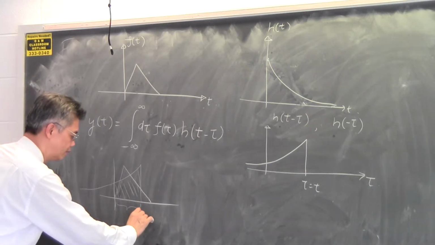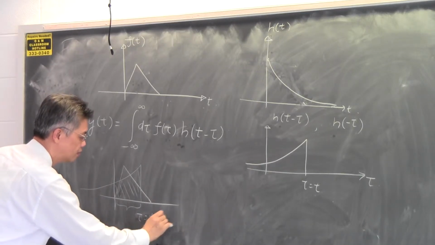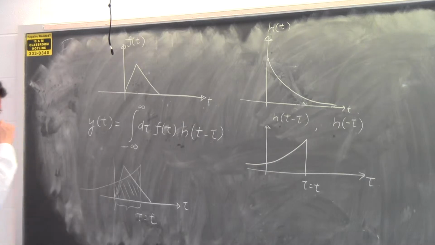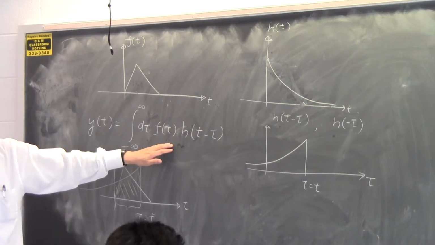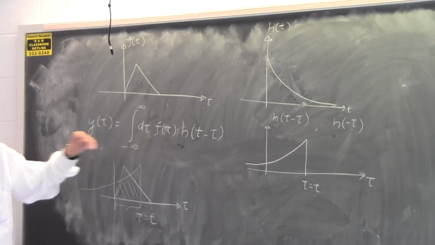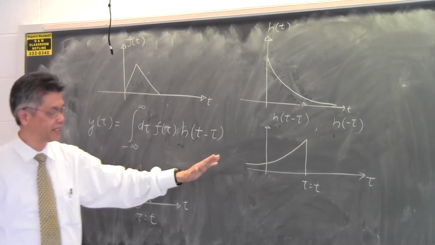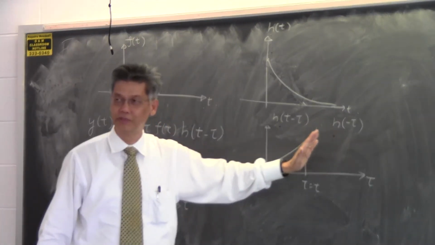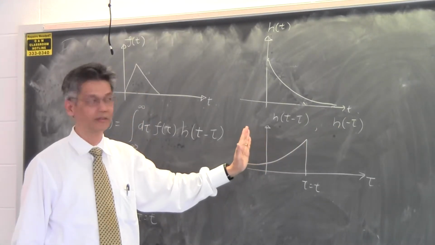And this is t equals tau, or tau equals t. Okay, this is tau. So you're actually flipping one of the function, mirror image, multiplying them together, and integrating the overlap area beneath them. That's what you're actually doing graphically when you do a convolution. And then when you change t, what happens to the second function? When you change t, the second function moves to the right. When you set t equal to 0, it moves to the origin.